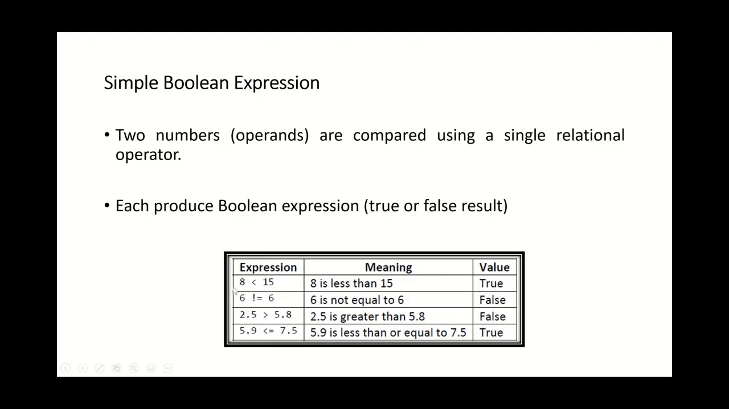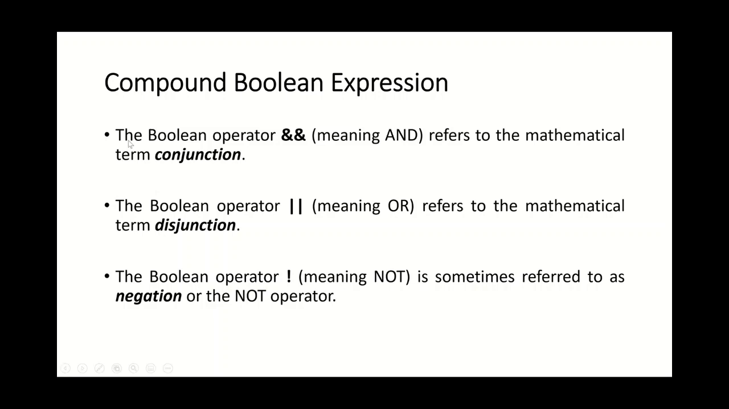For example, for the first expression, 8 is less than 15, so this is a true expression. For the second example, 6 is not equal to 6, so this is a false expression. Basically each Boolean expression has its own result or value, either true or false, and we make the comparison by using the relational operator. Now compound Boolean expressions. The Boolean operator and refers to the mathematical term conjunction, the Boolean operator or refers to the mathematical term disjunction, and the Boolean operator not is sometimes referred to as negation.